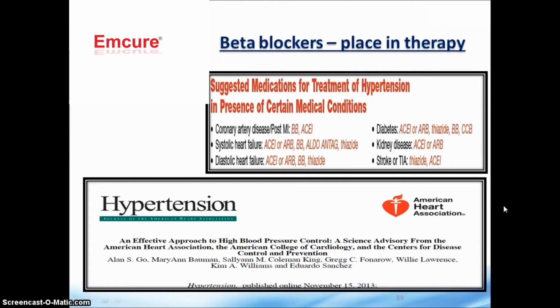There are a lot of drugs. These two we don't include, like the kidneys, strokes, and the TIA. We are not prescribing them. They are not the suggested medications for treatment of hypertension. Yes for diabetes, yes for diastolic heart failure, systolic heart failure, yes. Coronary artery disease, yes. Post-MI, yes. So now we will talk about the beta blockers.